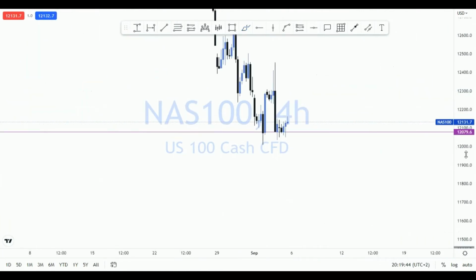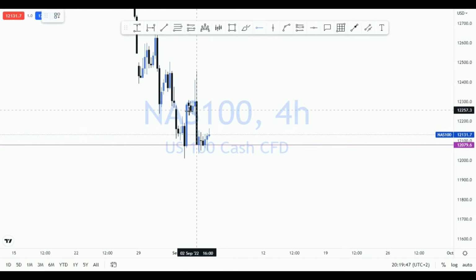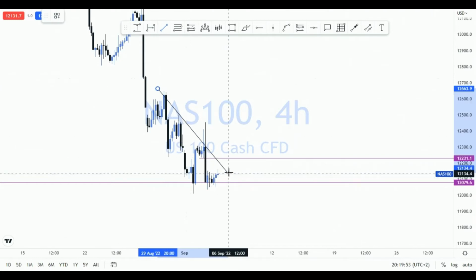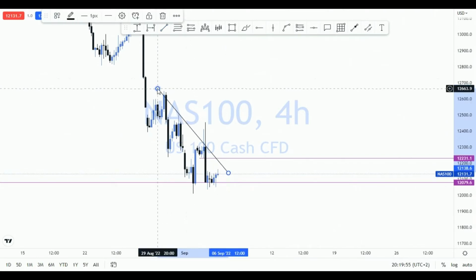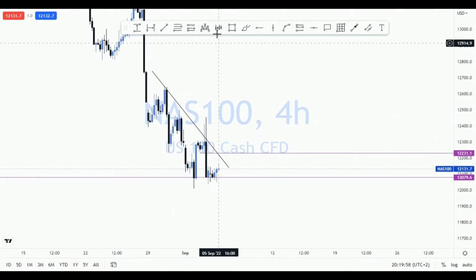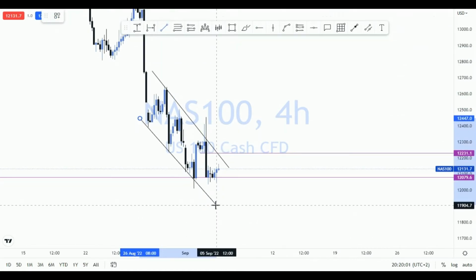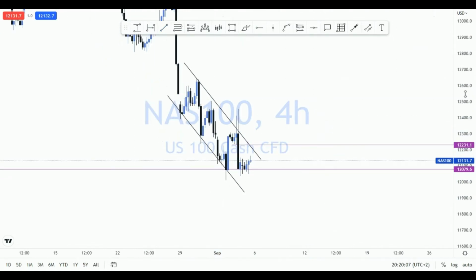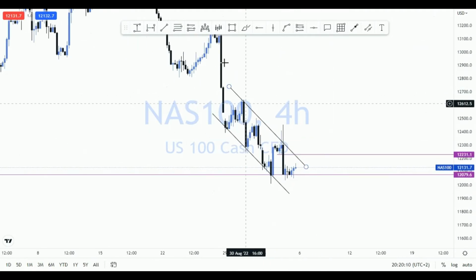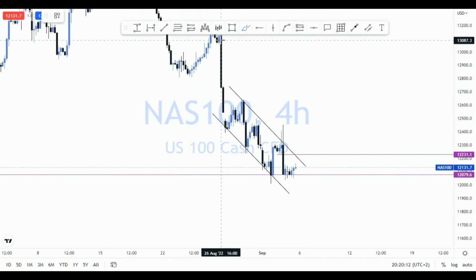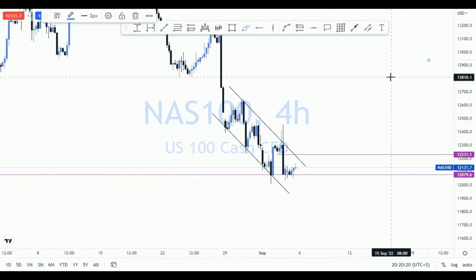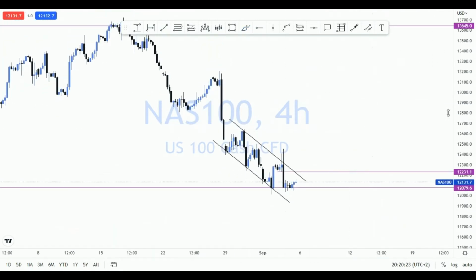Looking to take potential long opportunities to either this level right here, and also I'd like to make notes of this channel right here. This is a perfect reversal channel, right? We've had this high right here, a huge impulse to the downside, with this gap even right here, right? So yeah, we've had this huge impulse to the downside.